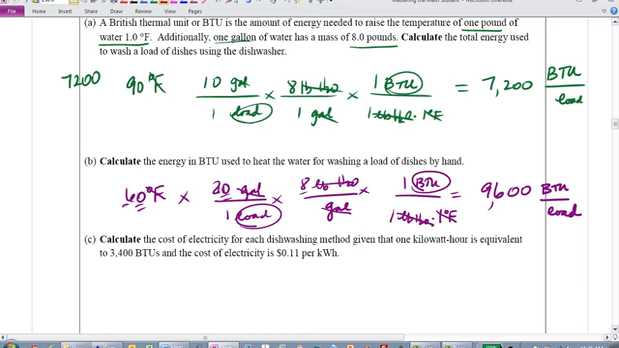So let's look at what we did first in green up here, which is what went with the dishwasher. Okay, so dishwasher. What did we have? We had 7,200 BTU per load.